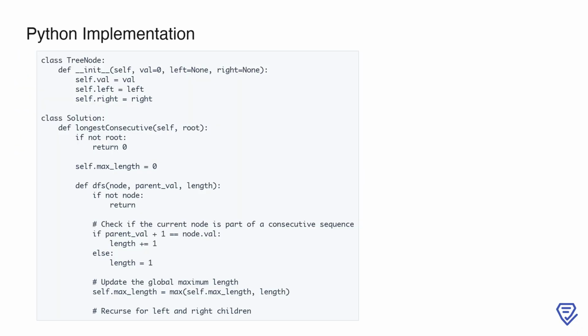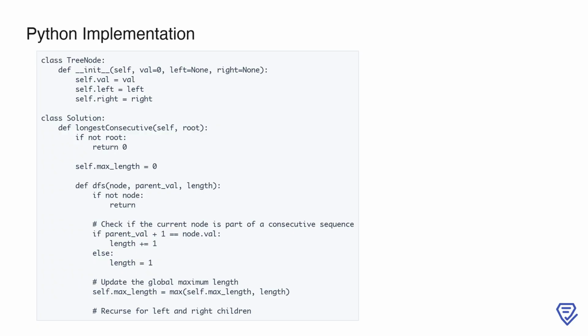Here, we start by defining the TreeNode class, which represents a single node in the binary tree. Each node has a value, and optionally a left and a right child. Then, we define the Solution class, which contains the method longestConsecutive. This method will calculate the length of the longest consecutive sequence in the binary tree. The function first checks if the root is null, and if so, it returns 0 since there's no sequence to analyze. Next, we initialize a variable self.max_length to track the longest sequence we've found so far.